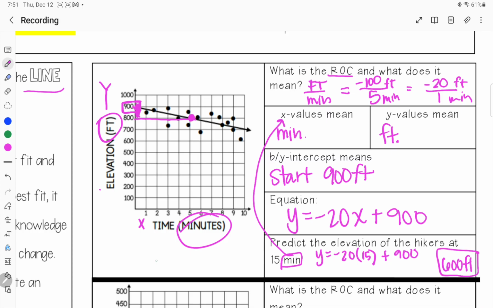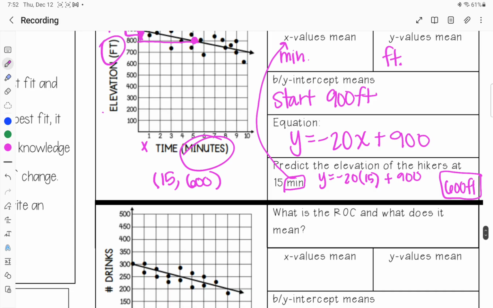So if we were to write that as an ordered pair, it would look like this: 15 minutes, because that's my x value, and 600 feet. So even though this 10 right here is at like 700 feet, again, I would be slowly going down, and when I got to 15 minutes, I'd be at 600 feet.